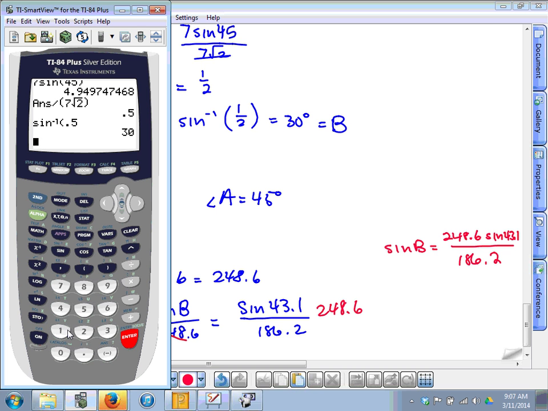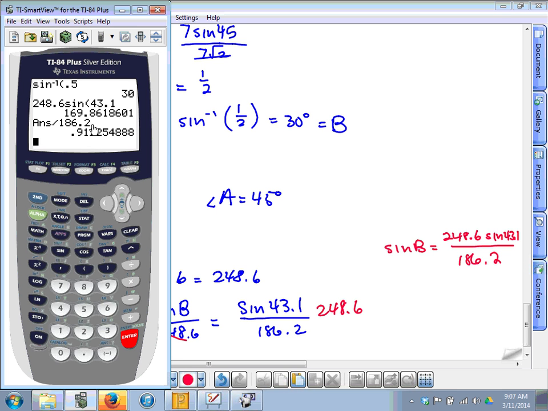So I'm going to type 248.6 times the sine of 43.1, divided by 186.2. And that's 0.91225. What does that mean? Should we proceed or do we have to stop? It's less than 1, so we're good. We can take the inverse sine of it. So angle B is going to be the inverse sine of this value.